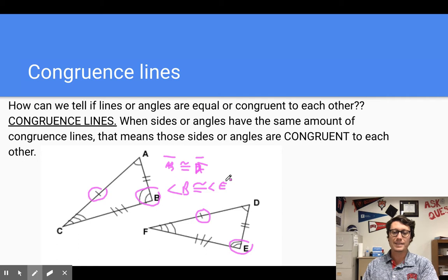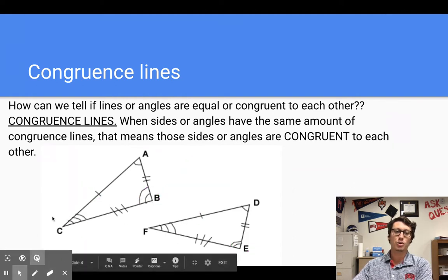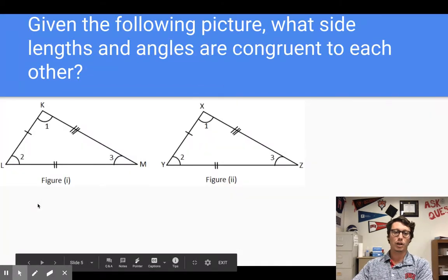All right, that's how you can tell if things are congruent to each other, if they have matching congruence lines. That would mean, I'm not going to write all of these out, but line AB, it has two tick marks, is congruent to line DE because it has two tick marks. Line CB has three, line FE has three. They are the same, they are congruent. Angle A is congruent to angle D, angle C is congruent to angle F. So congruence lines help tell you what sides and what angles are congruent to each other.